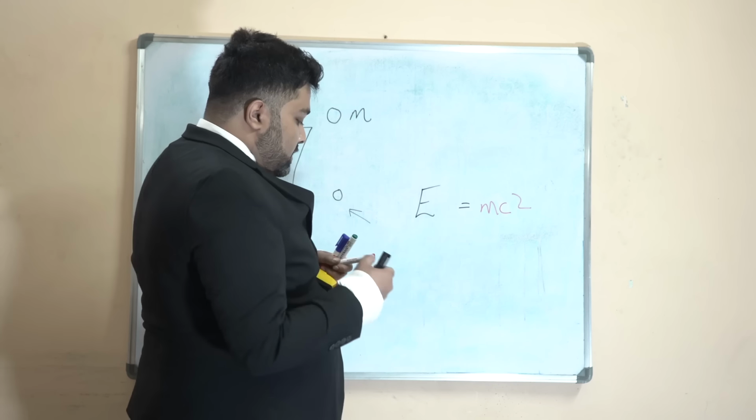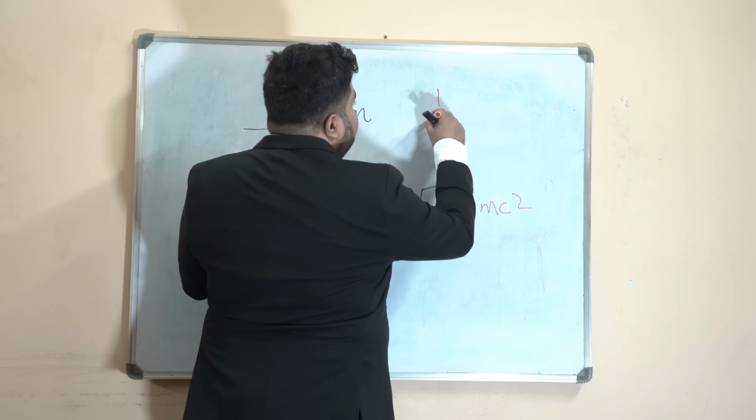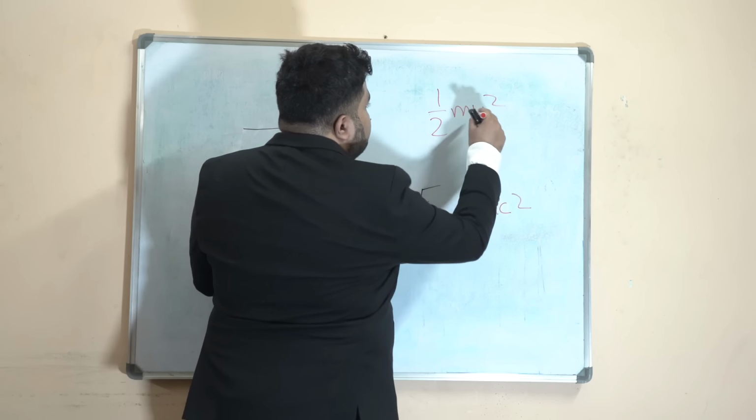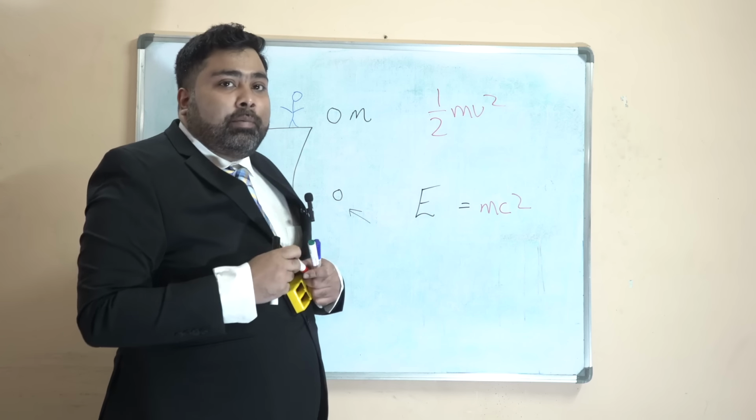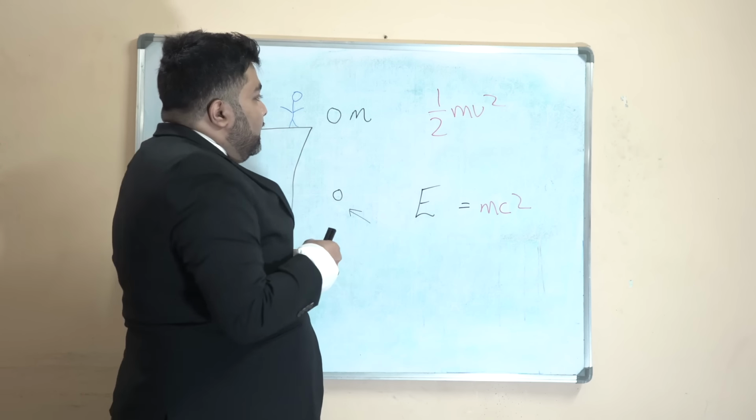Now, mind you that before, when I said the kinetic energy is half mv square, this v over here is dependent on the acceleration due to gravity g.